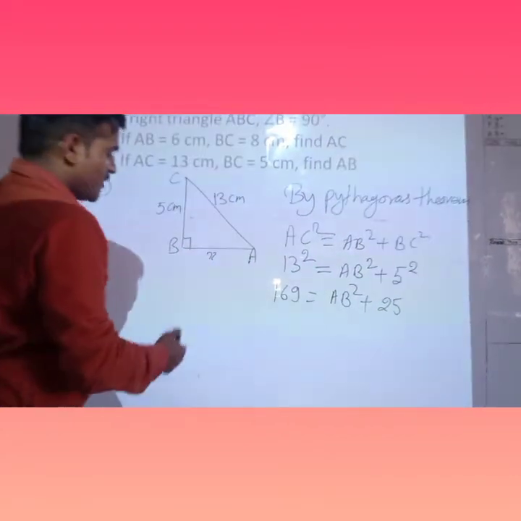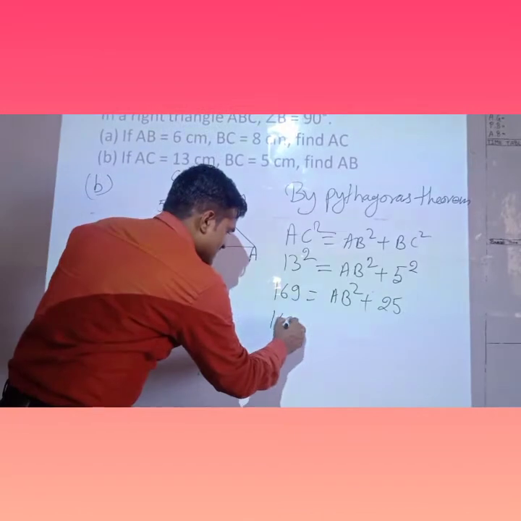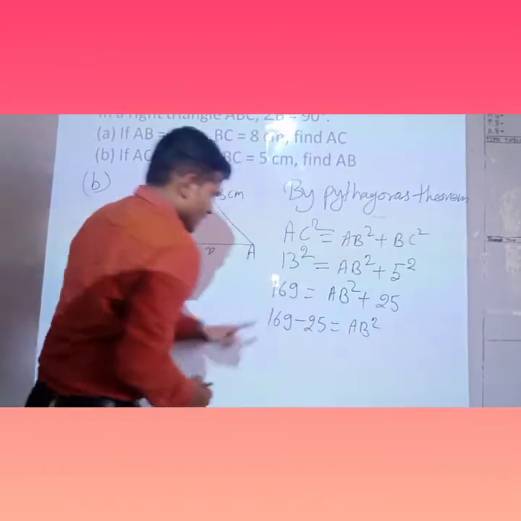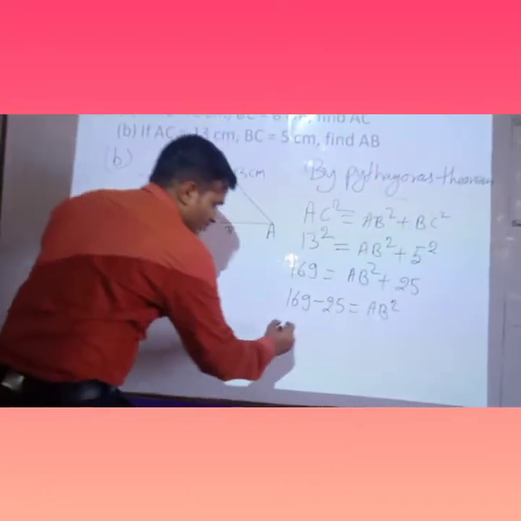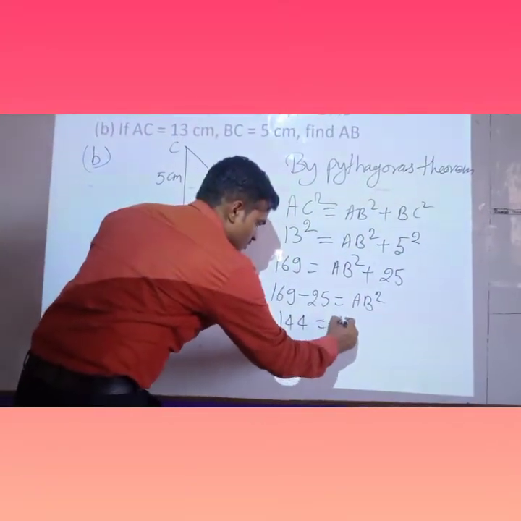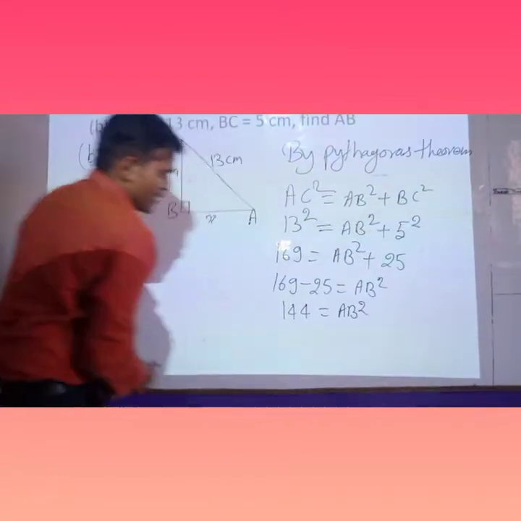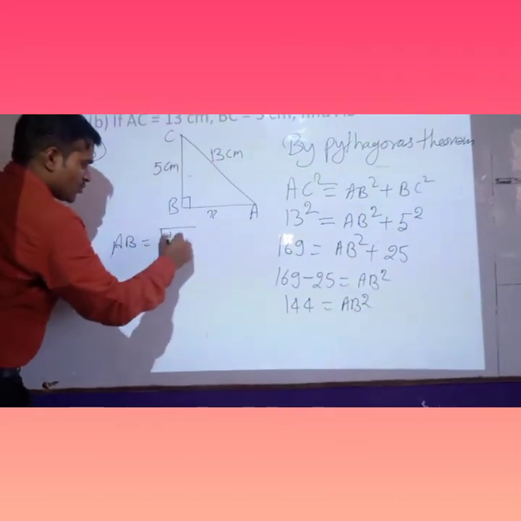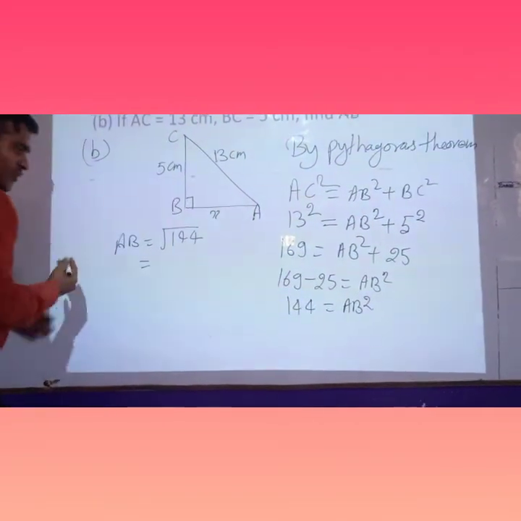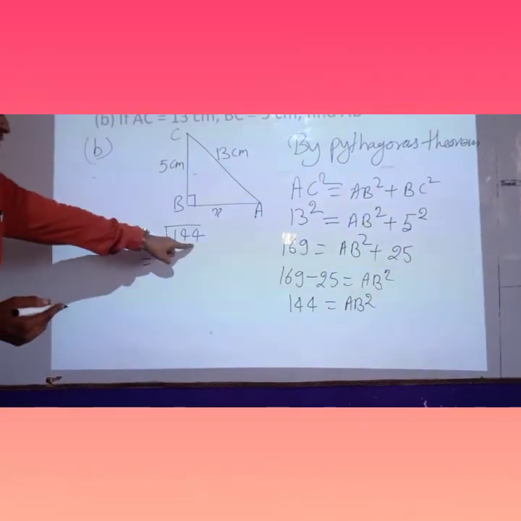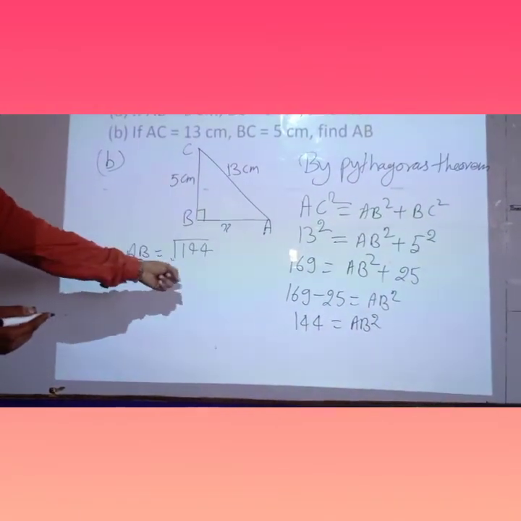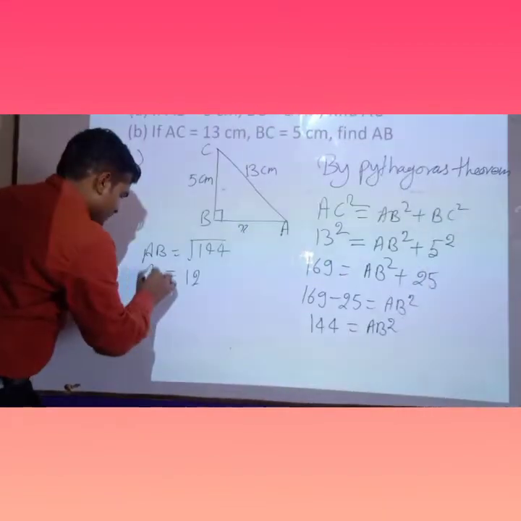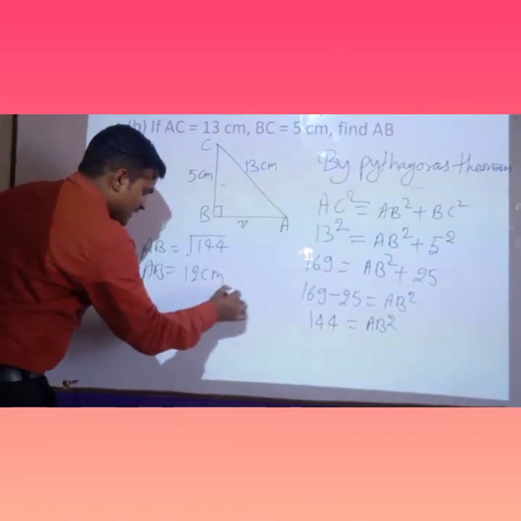Now by transposition law we will transpose it and we get 169 minus 25 is equal to square of AB. 169 minus 25, that is 144, is equal to square of AB. Now we have to find the value of AB. So children, AB is equal to square root of 144. So children, we learn 144 is the square of 12 and the square root of 144 is 12. So AB is equal to 12 centimeters.